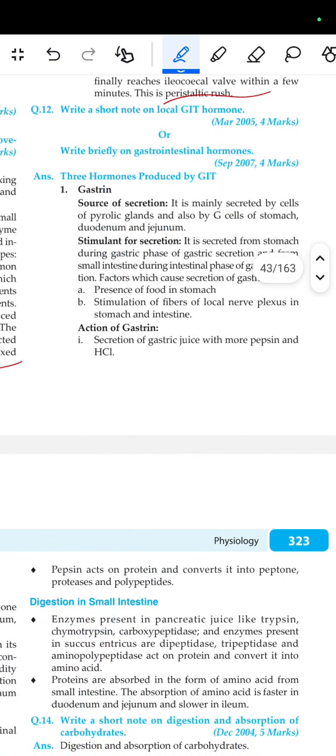Next, write a short note on the local GIT hormones. Write briefly on the gastrointestinal hormones. Three hormones are produced by the GIT. Gastrin. Source of the secretion: it is mainly secreted by the cells of the pyloric glands and also by the G cells of the stomach, duodenum and the jejunum.